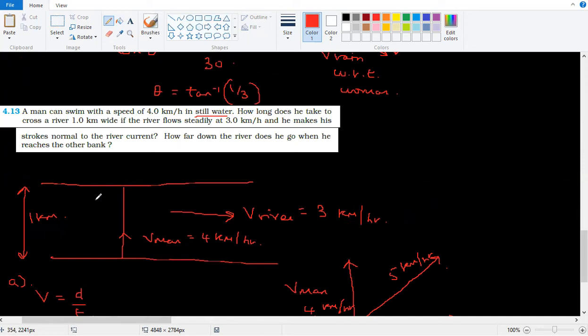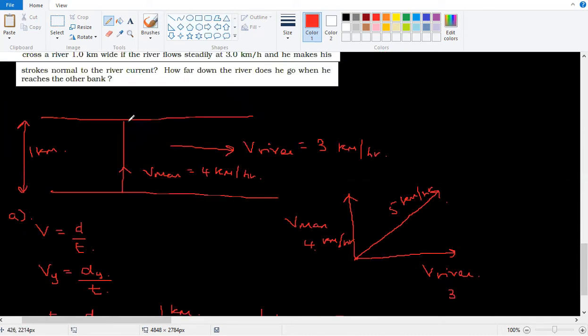How far down the river does he go when he reaches the other bank, if he makes the strokes normal to the river? Okay, so they're asking you to find, we know that he's not going to reach this point, he's going to reach this point. So they're asking you this distance. So is this distance the x-axis or y-axis? X.